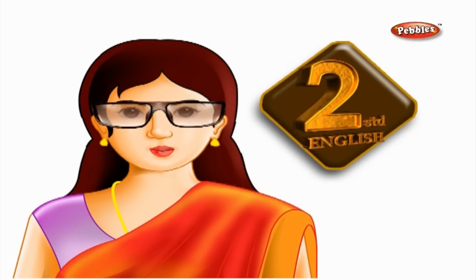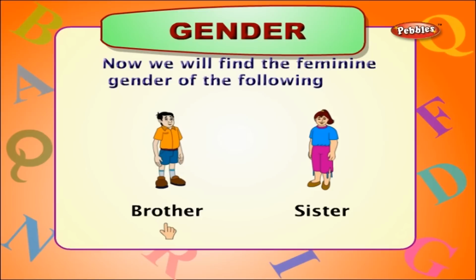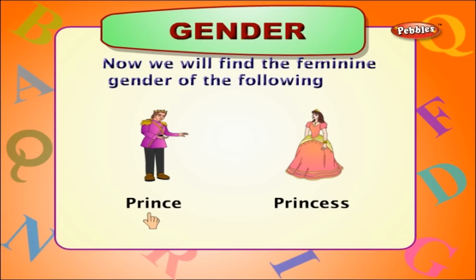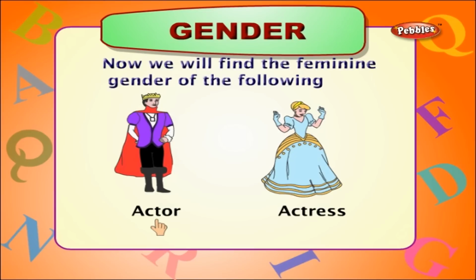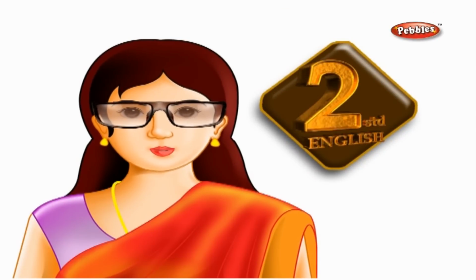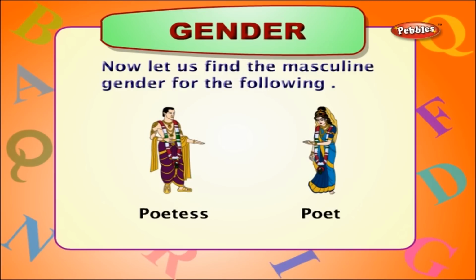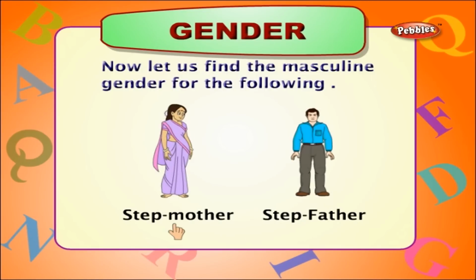Now we will find the feminine gender for the following. The feminine gender for brother is sister. The feminine gender for prince is princess. The feminine gender for actor is actress. Now let us find the masculine gender for the following. The masculine gender for madam is sir. The masculine gender for poetess is poet. The masculine gender for stepmother is stepfather.